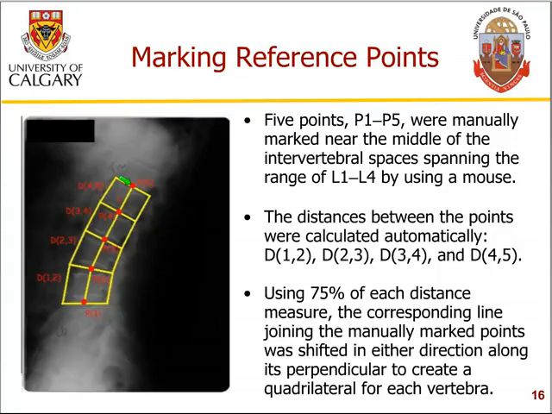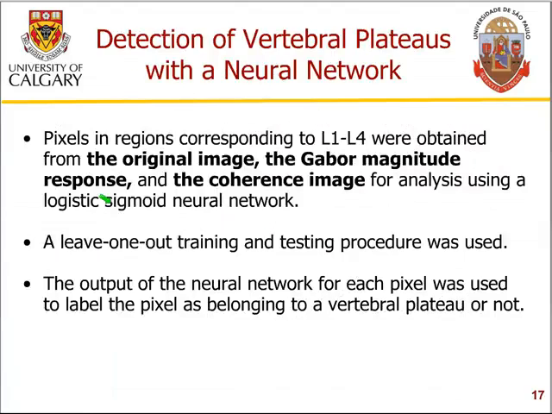The distances between the points were calculated automatically, and using 75% of these distances, the corresponding line joining the manually marked points was shifted in either direction parallel to that orientation to define a quadrilateral area, which is this area for each vertebra. So now we have the region of L1 through L4 delineated semi-automatically, in the sense the input required is 5 points, 5 clicks on the mouse by the user, and the rest is derived in the program.